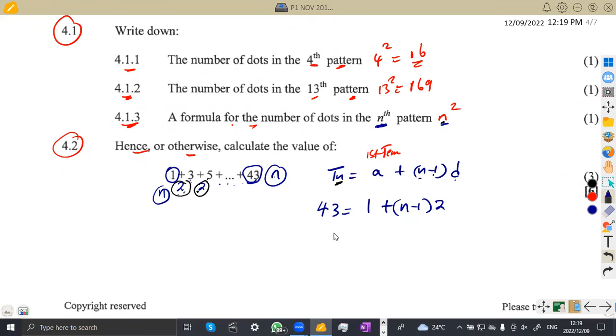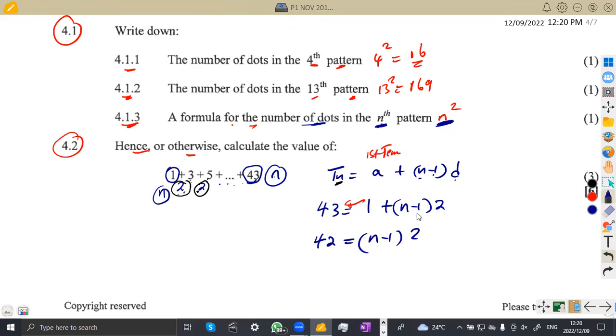So we have formulated an equation from this formula by just substituting the values that we are given so that we can calculate the value of n. By knowing the value of n, then we can simply square that n, because we said the formula for the number of dots is simply found by squaring n. All right, so let's find n, guys. What are you going to do? We can transpose 1 to this side, which will be minus 1. So 43 minus 1, that is 42, is equal to (n minus 1) times 2.